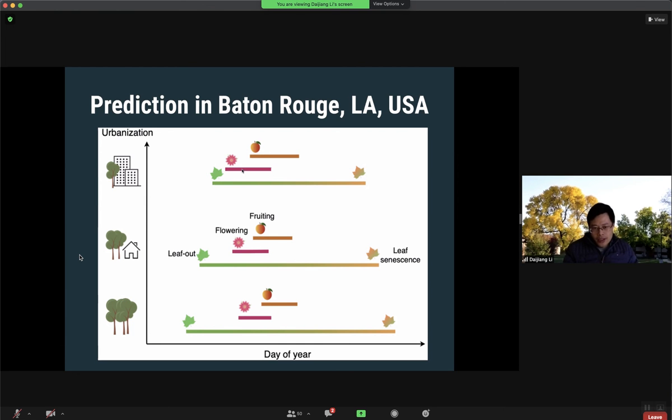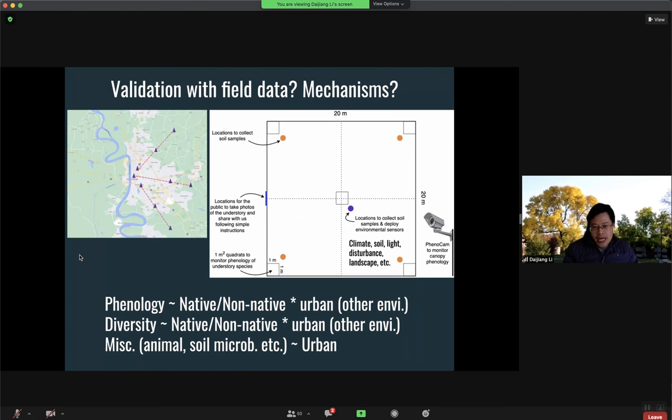But I just sort of moved the ball of the flowering to be the fruit. So that's some prediction or hypothesis there. To validate this prediction, we need actual observational data from the field, and potentially use experiments. We can look into the mechanisms there too.